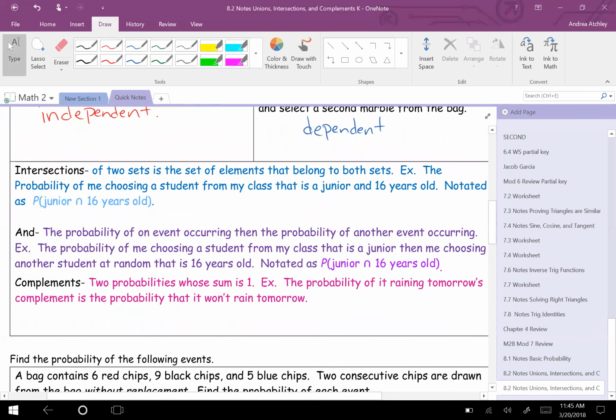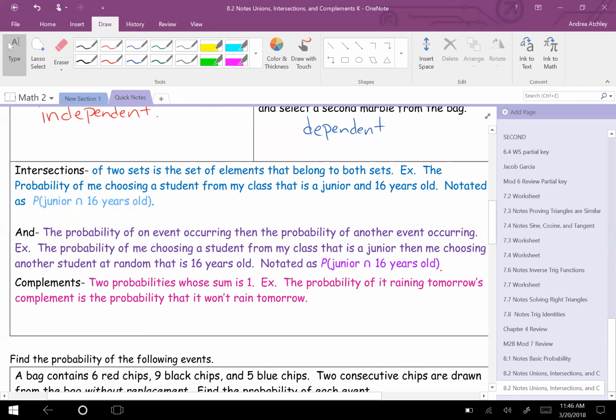Okay, so now go back to the top, we're going to skip union. That's on your page. Skip union. Go down to intersections. Copy down the intersections. Okay, the intersection of two sets is the set of elements that belong to both sets.